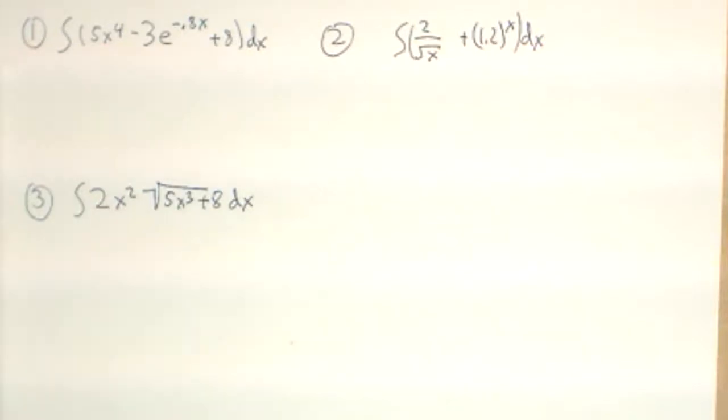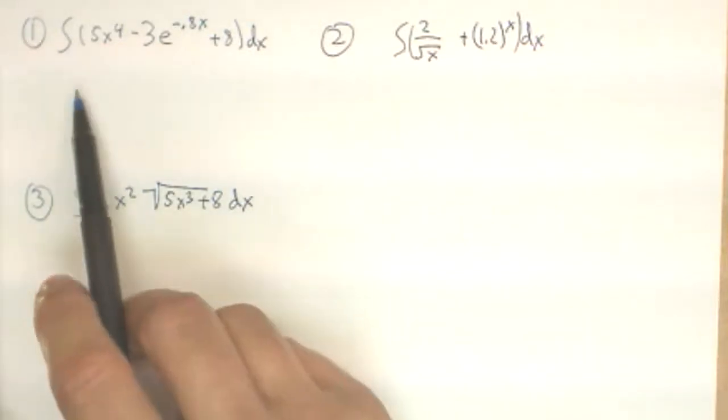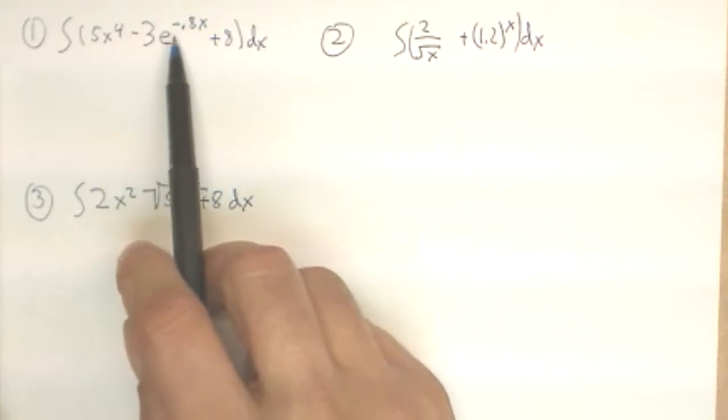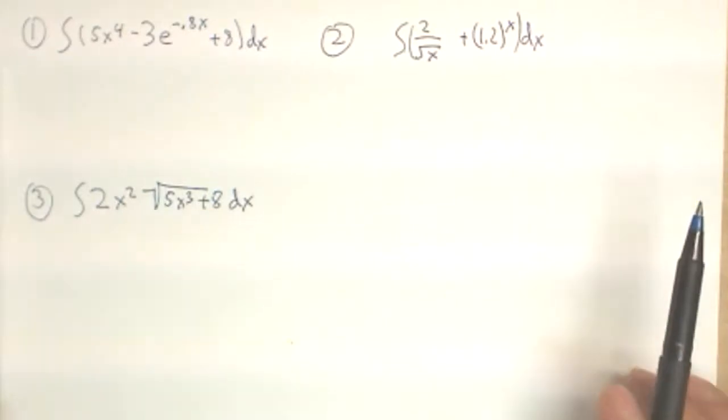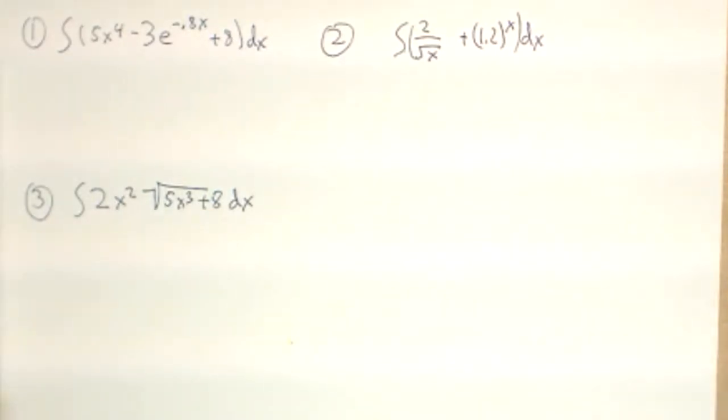Three integrals from our previous test. Number 1: the integral of 5x to the fourth minus 3e to the negative 0.8x plus 8 dx. You need to know all your forms of integrals. They're going to come up in here. So if you're not sure of all the actual formulas for integrals, review those. And number 3 will require substitution.